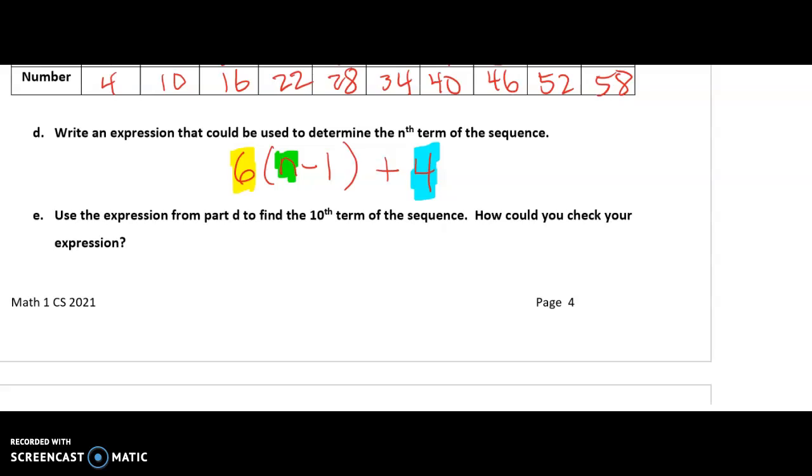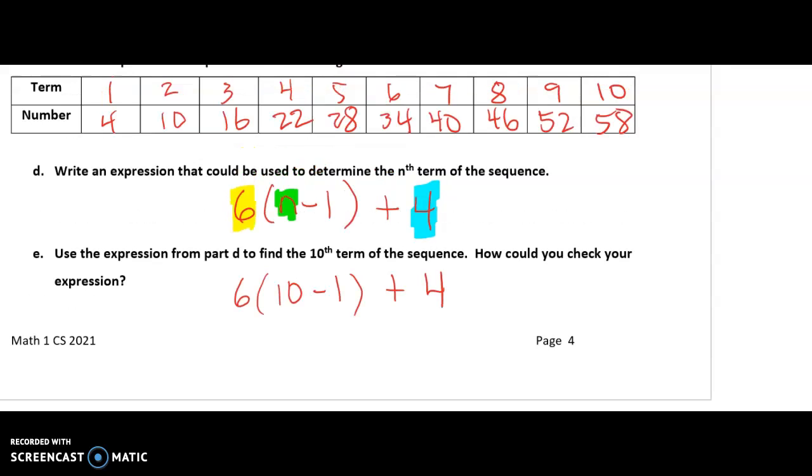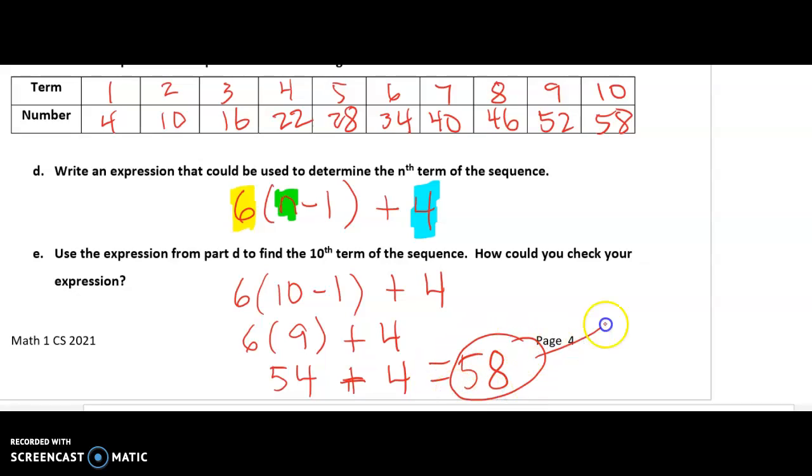Let's see if this works in finding the 10th term of the sequence. So to find the 10th term in the sequence, we're going to plug 10 in for n. Simplify the parentheses to get 9. Then we're going to take that value and multiply by 6. Again, 6 is the common difference. So when we take 9 times the common difference of 6, we get 54. And then that plus 4 that we're adding is the first term. And that equals 58, which again is the 10th term in the sequence.